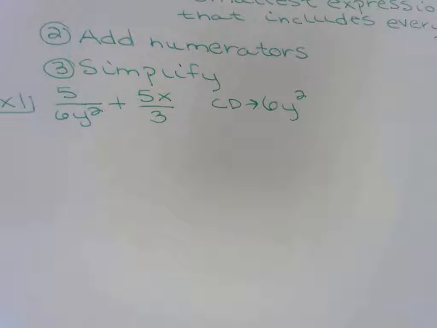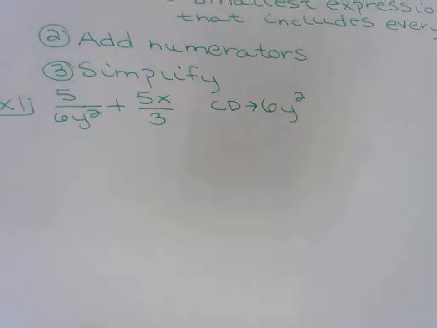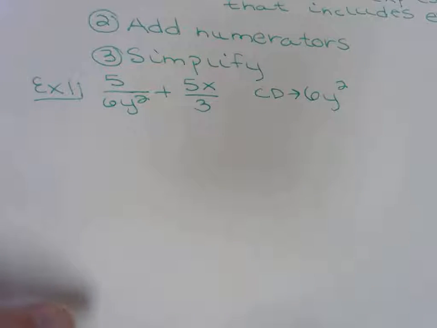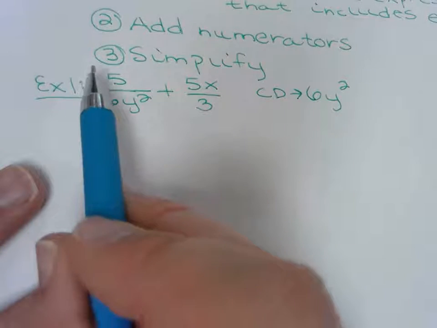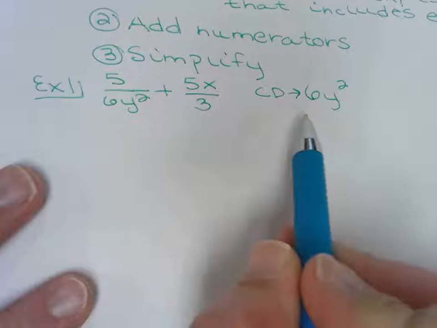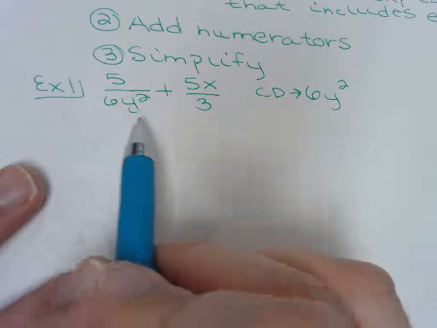Now, as we look, and you've dealt with this before when you've had to get common denominators, we need to look at each fraction and decide what I need to multiply the top and bottom by to get that common denominator. Start with the fraction on the left.